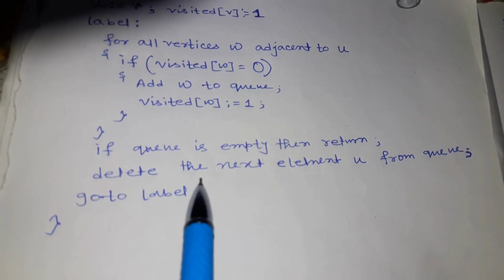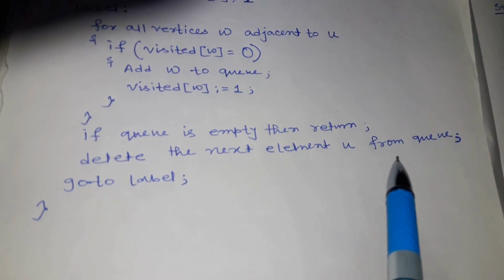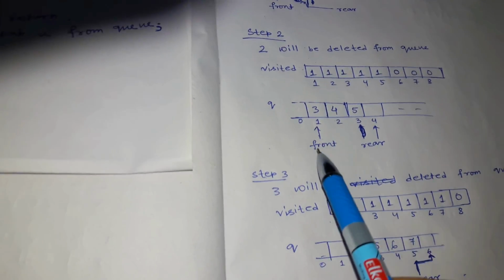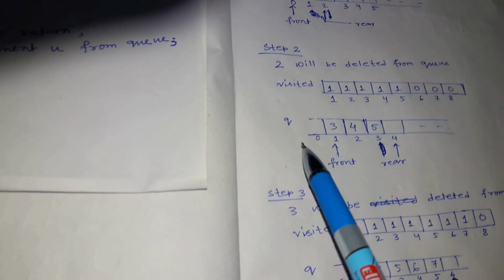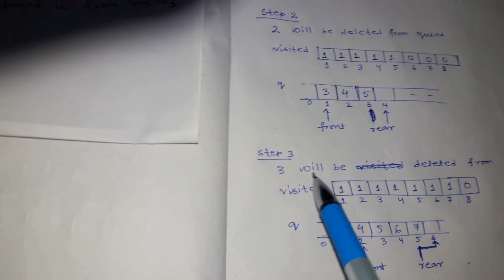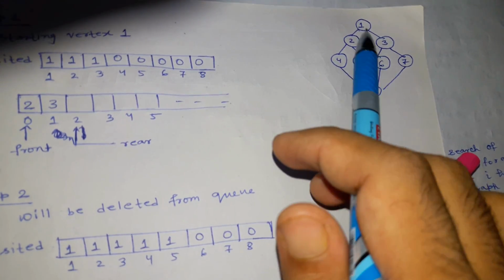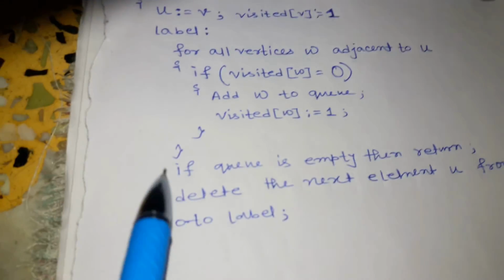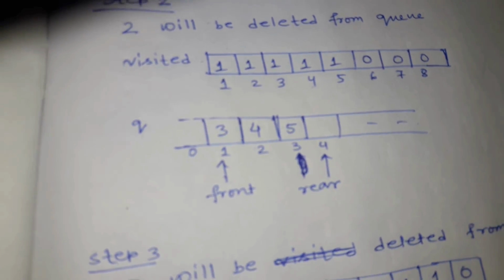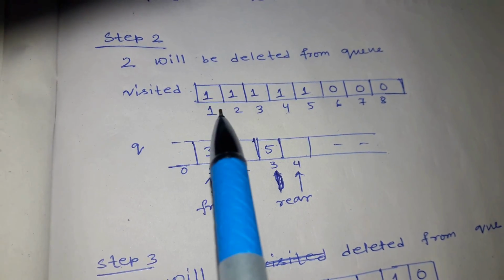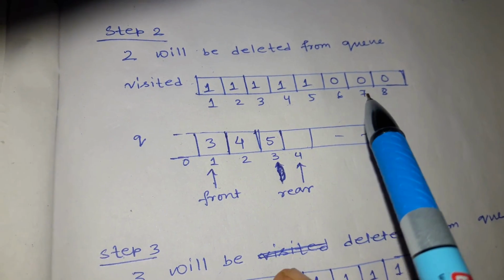Then delete the next element U from Q, meaning now U will be reassigned to the next element that will be deleted from the front part of step 2, that is 3. Now U equals 3. Then it will check the adjacent vertices of 3, that is 1, 6, 7. As in step 2, 1 is visited, but 6 and 7 are not visited.